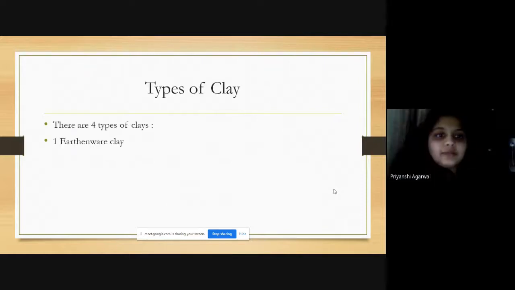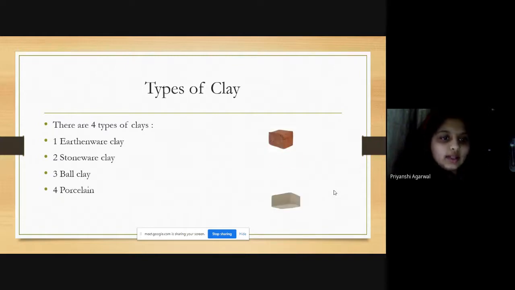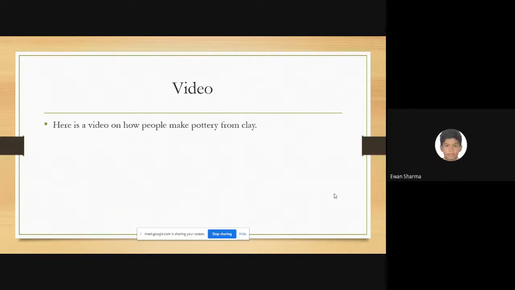There are types of clay. There are four types of clay: earthenware clay, stoneware clay, ball clay, and porcelain. Here are the pictures of the types of clay. Here is a video on how people make pottery from clay.